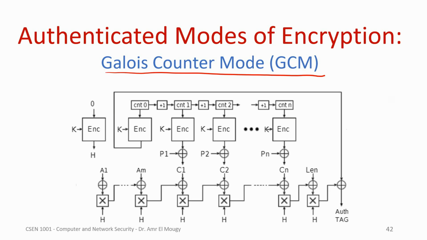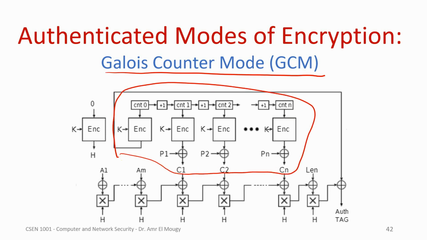And this is also a very popular authentication mode that is also supported by Wi-Fi. The idea here is also that there is a part that is used for authentication and a part that is used for encryption. The encryption part is just the counter mode, okay? This part here. So you have the message, you have the counter that is incremented by 1 in every step, and the result of the encryption of that counter is XORed with the plain text. Just a regular counter mode.